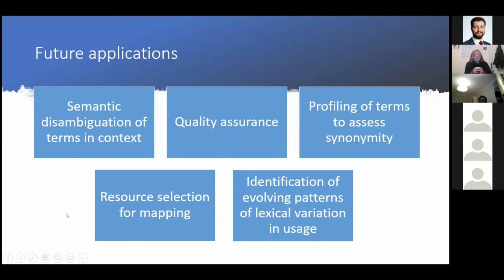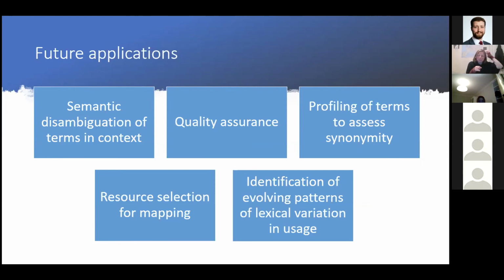So with future applications, this method could hopefully be used for semantic disambiguation of terms in context. It could be used for quality assurance, both for looking at corpora to see whether terms are being used in an appropriate way to integrate them into other bodies of data, and also for checking databases to see if there are any anomalies that need attention. Also for profiling terms, to assess synonymity, to look for differences in meaning, and for selecting different resources for mapping.